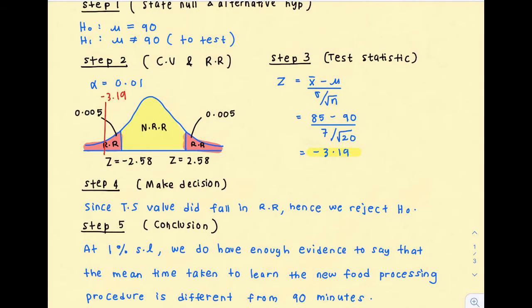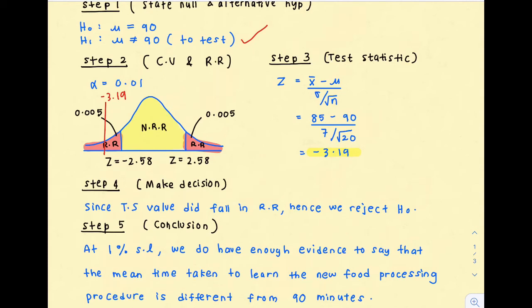The last step is your conclusion. Your conclusion will be based on the question. The question asked just now whether the mean time to learn the new food processing is different from 90 minutes. So this is the statement that you want to test. Based on the decision, you reject the null hypothesis. When you reject null, meaning that you are accepting the other hypothesis, so you are accepting the statement that you want to test. So you can say here that you have enough evidence to say that the mean is different from 90 minutes.